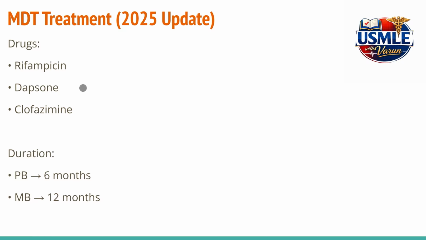Treatment involves a combination of drugs like rifampicin, dapsone, and clofazimine. The duration depends on the type of the disease. It's shorter for limited disease and longer for widespread disease. So, for paucibacillary or tuberculoid leprosy, we give treatment for 6 months, whereas for multibacillary or lepromatous leprosy, we give treatment for 12 months. The treatment is usually divided into a monitored monthly dose along with an unmonitored daily dose. The monitored monthly dose is included as part of the protocol to prevent antimicrobial resistance in case the patients are non-compliant to treatment.